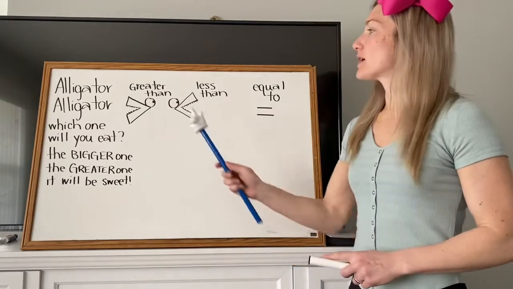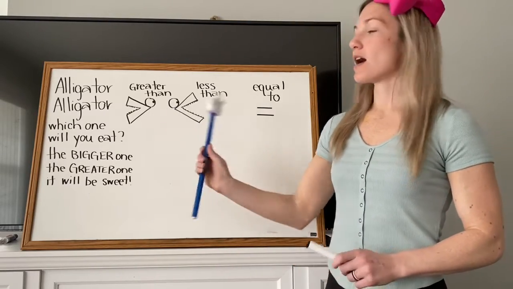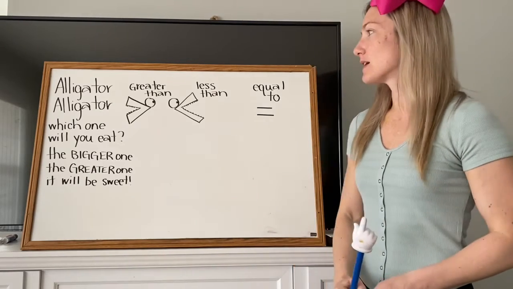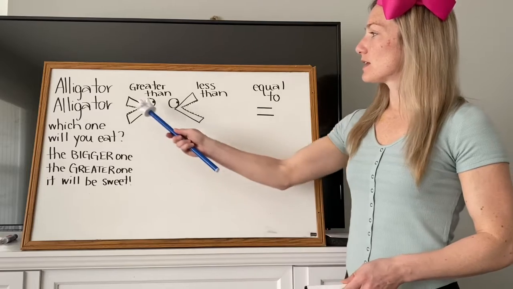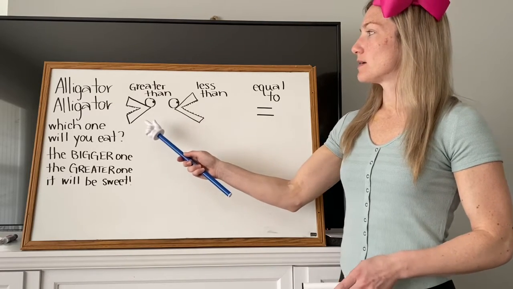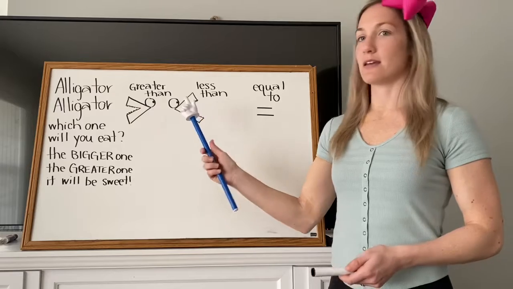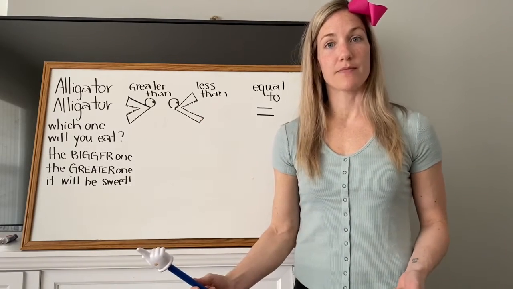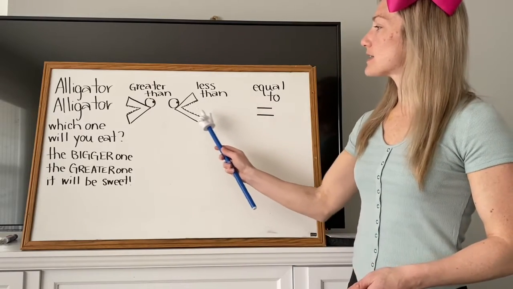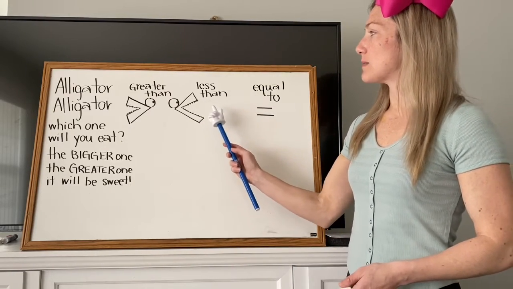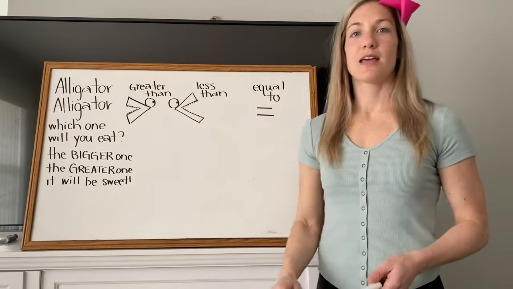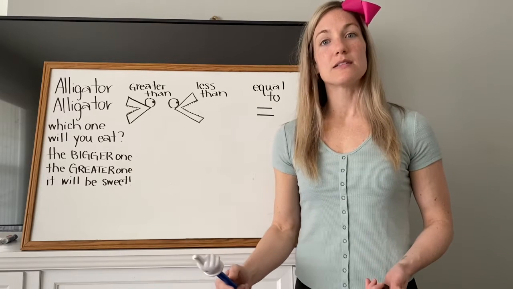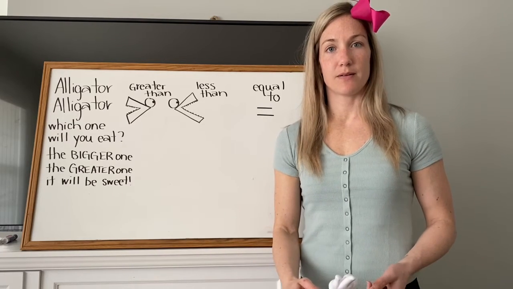Now as you can see on the board, Mrs. Grell has drawn 2 little alligator friends that are going to help us to remember these math terms. Let's take a look. This alligator means greater than. It's another way to say that one number is bigger than another number. When the alligator faces this way, it means less than. That's another way to say smaller. One number is smaller than another number.